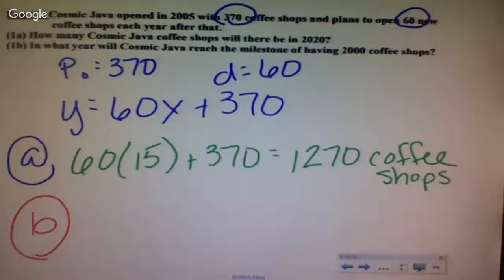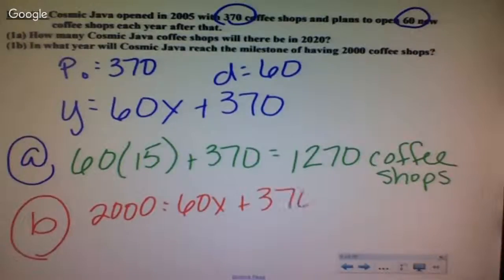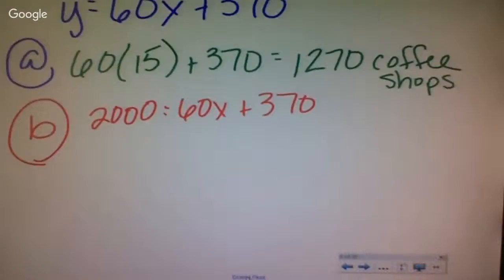So 2,000 is now y. So 2,000 equals 60x plus 370. You ran out of room for your ships. Yes, I did. So we subtract 370 from both sides. Negative 1,630.